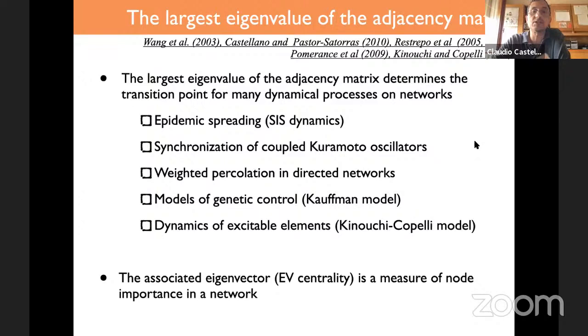Let me start from the adjacency matrix. What we will deal with is the problem of the largest eigenvalue, which plays a very important role for many processes taking place on networks, in particular for epidemic spreading, but also for other types of processes. The other important quantity is the eigenvector associated to the largest eigenvalue of the adjacency matrix, which is called the eigenvector centrality, one of the most used measures of node importance in a network.